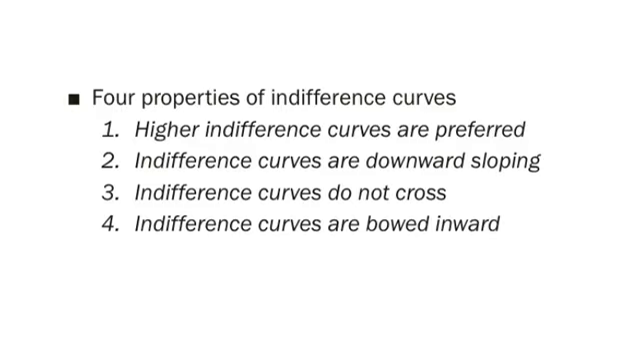There are 4 properties of indifference curves, and I'm going to tell you what they are, and then I'm going to explain them. Property number 1 is that higher indifference curves are preferred. In other words, preferred means they yield higher happiness levels, or they correspond to higher fixed levels of happiness. Property number 2 is that indifference curves are downward sloping. Property number 3 is that indifference curves cannot and do not cross each other. Property number 4 is that indifference curves are bowed inward. We're just going to tackle these in turn.